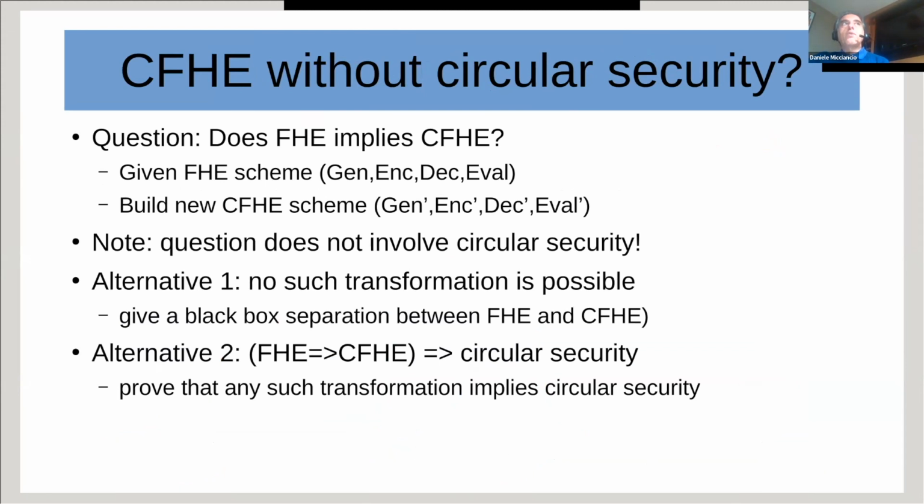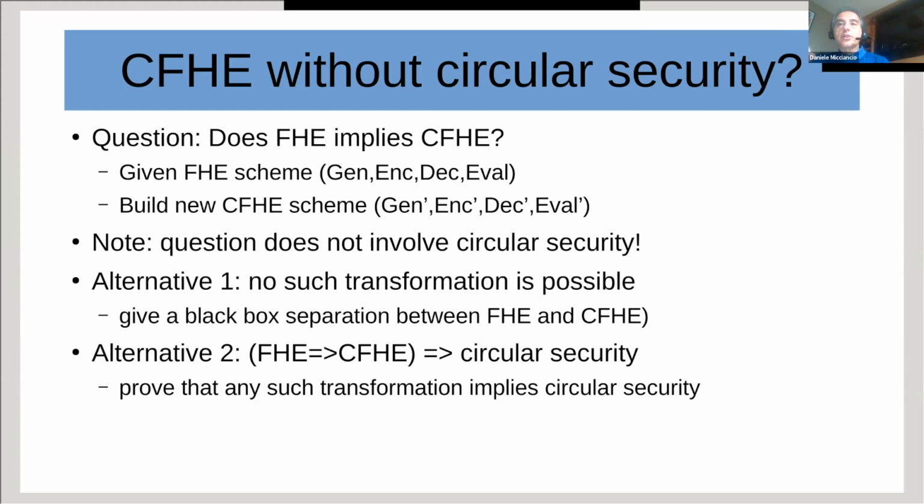Notice that while we use circular security in transforming one scheme into the other one, the two definitions make no mention of circular security. They're just the properties of composition. So one may ask if FHE implies a composable FHE even without using circular security. That is, is there a transformation that, given an FHE scheme, gives a way to build a new composable FHE scheme and prove it secure?